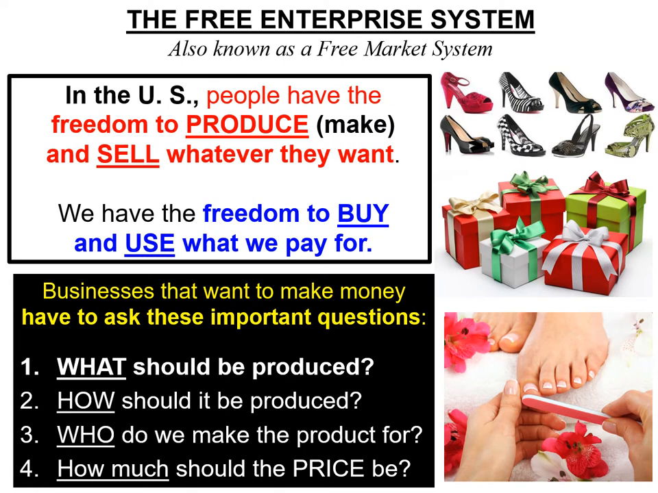So in the United States, people have the freedom to produce and sell whatever they want to. That's what a company or a business can do. They can buy and sell. They can produce and sell whatever they want to. And then the customers, we have the freedom to buy and use whatever we can pay for. Now, if you're trying to make money in this country, you've got to understand this free enterprise system.